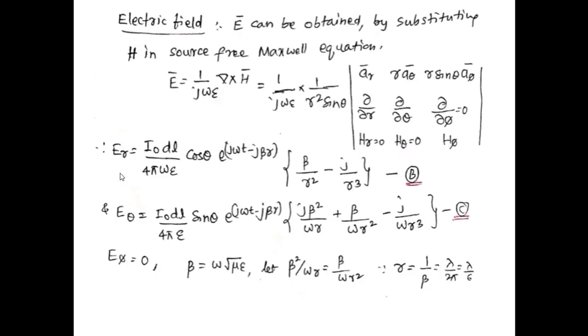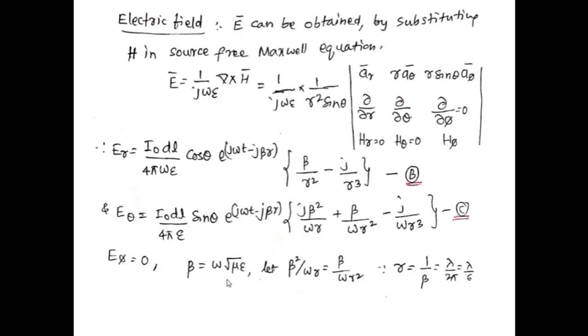Therefore, E_r is equal to I₀ dl by 4πωε cos θ into e^(j(ωt−βr)) into bracket β by r² minus j by r³. Only you will get the E_r component. For the E_θ component, you will get I₀ dl by 4πε sin θ e^(j(ωt−βr)) into bracket jβ² by ωr plus β by ωr² minus j by ωr³, equation number C, by solving this matrix.